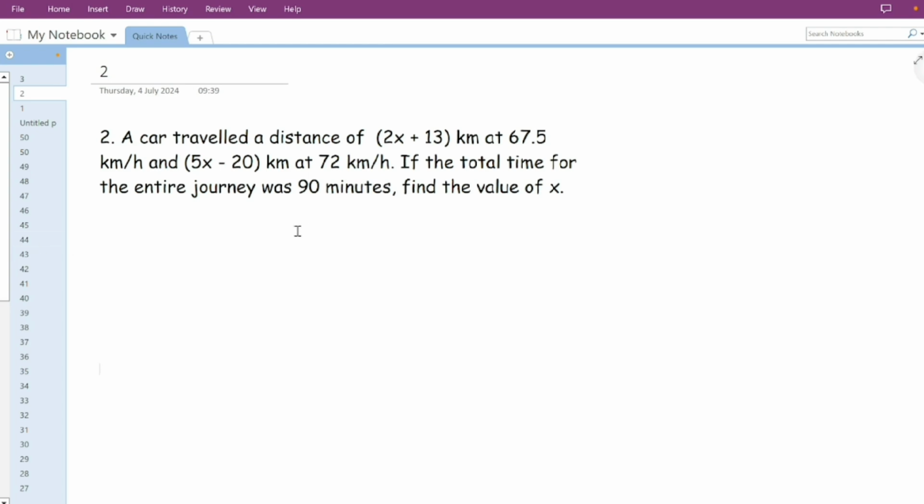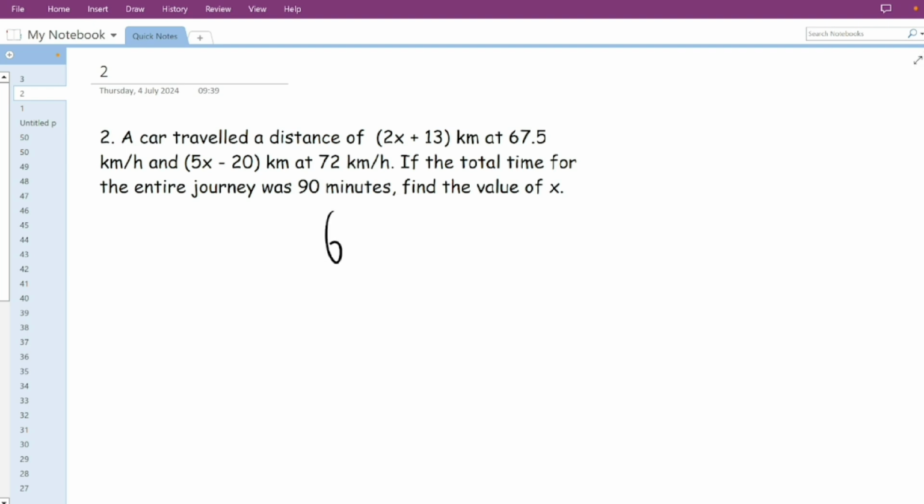Looking at this question, the first thing you should notice is the unit of time. The unit of time here is 90 minutes, but you've been given both speeds in kilometers per hour. So the first trick in this question is this 90 minutes. First, you have to make sure the time is changed from 90 minutes to hours.